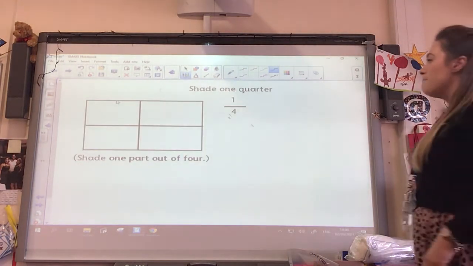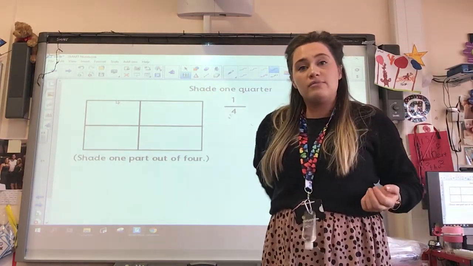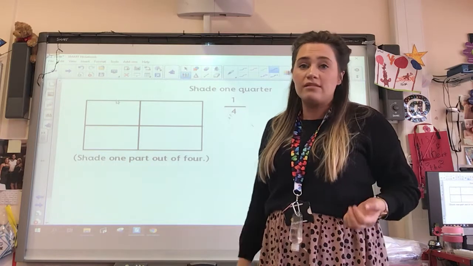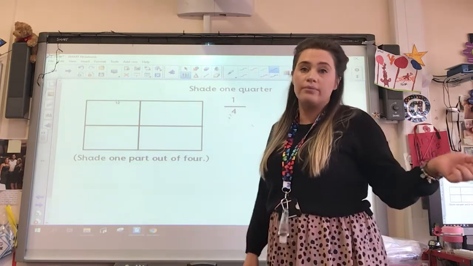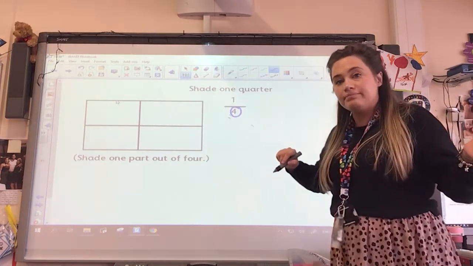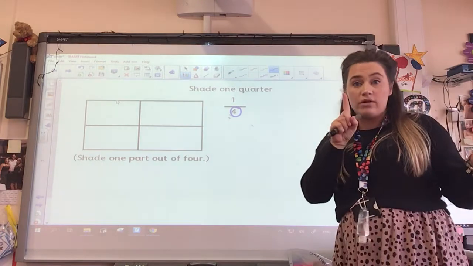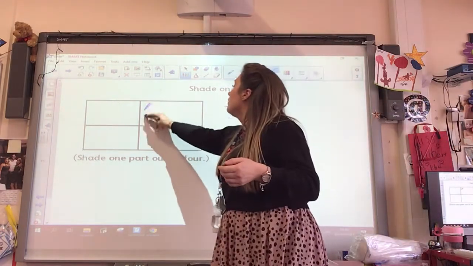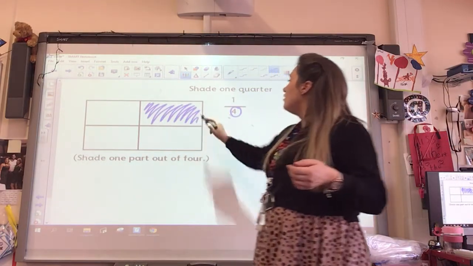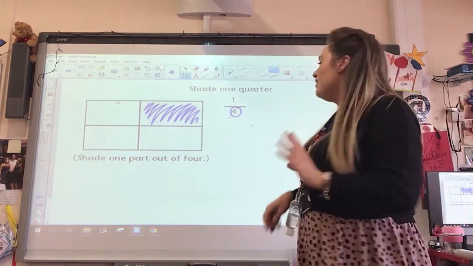Shade 1/4. As I said before, when you're asking somebody to shade a quarter of a shape, you're asking them to shade one part out of 4, because there are 4 equal parts altogether. Looking at that numerator, it tells you to colour one of those. That's what I'm going to do. I'm going to colour in one of those equal parts. Messy colouring, I know, but you get the gist.